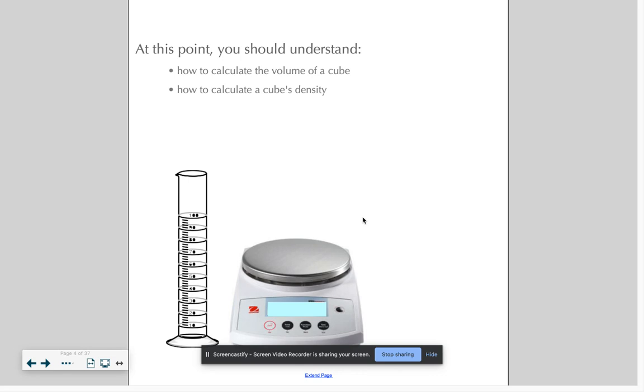You already should know how to calculate a cube's density once you know the mass and the volume of a cube. And you also should have at least begun to develop an understanding that different tools allow you to write more digits, more figures in your measurements. And that all depends on how much that tool is calibrated. I'm going to probably show you some examples of this in the near future so you can get an even better understanding of this.